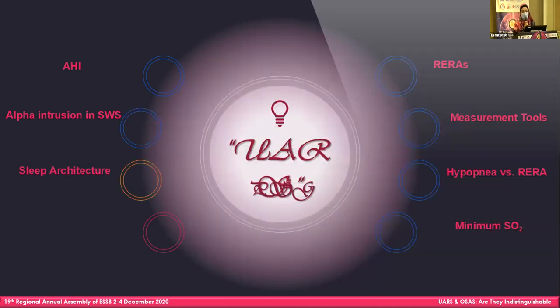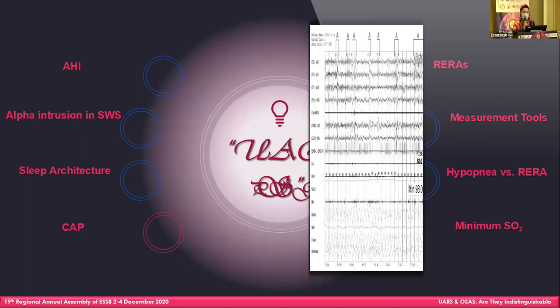As for the sleep architecture, nearly minimal differences occur between the two diseases as regards the sleep latency, the REM latency, and the latency to slow wave sleep. Nearly they are equal. As for sleep architecture, mainly in upper airway resistance, the light stages of sleep N1 and N2 are rather increased.